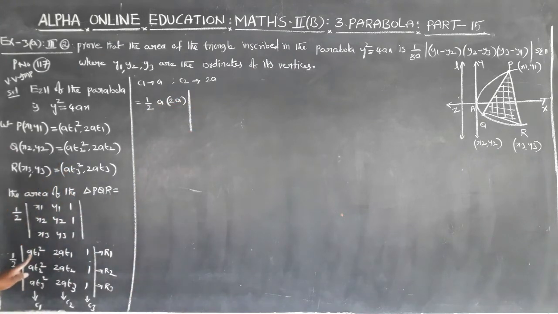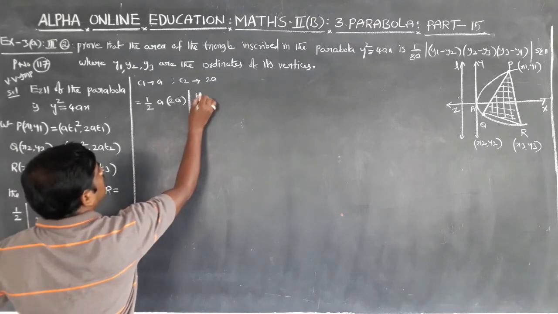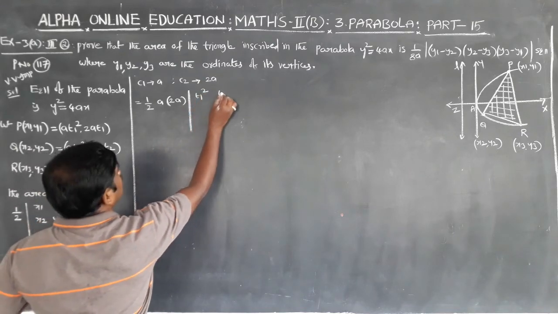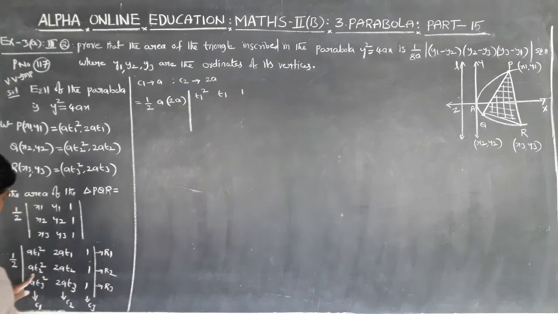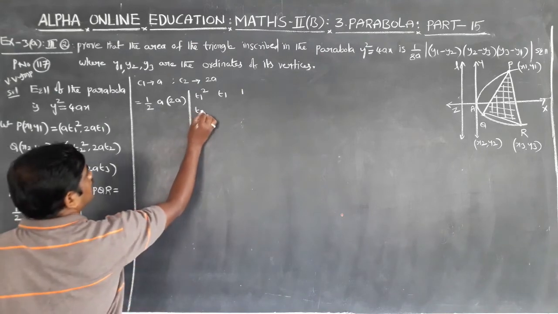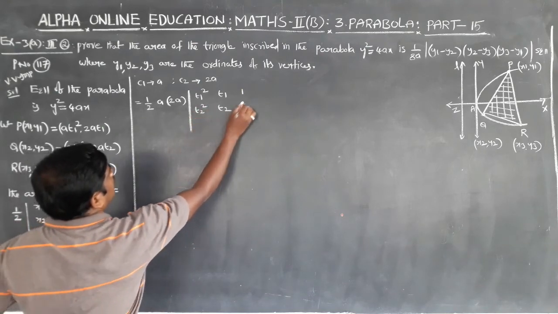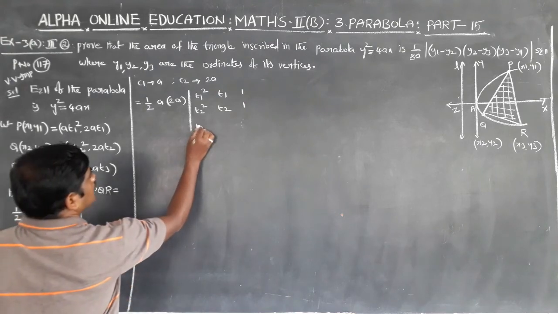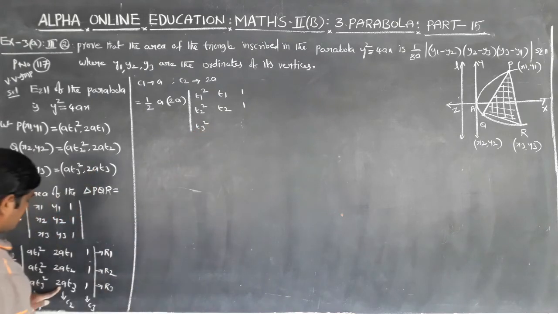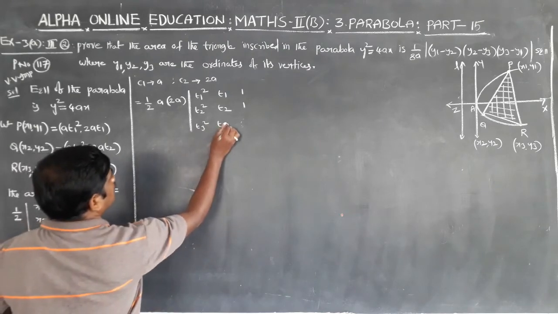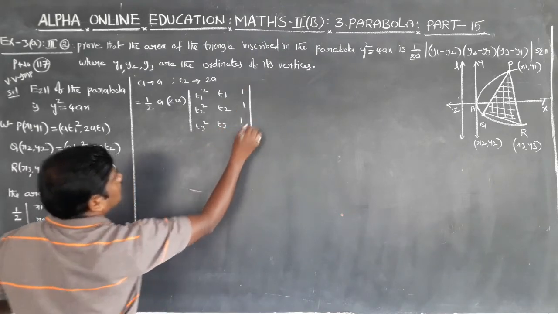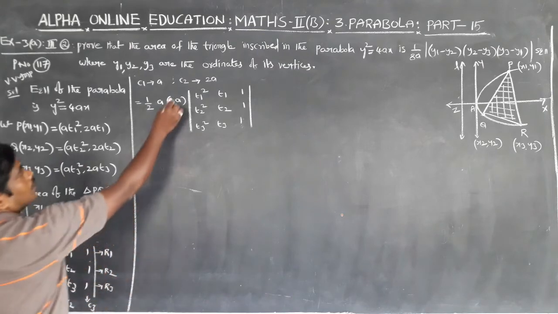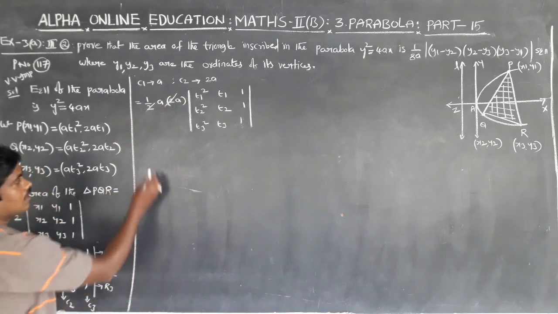Mod of here A common. T1 square, T1, 1. Here common A. T2 square, T2, 1. Here A common. T3 square, here 2A common. T3, 1, mod. Here 2 to cancel.